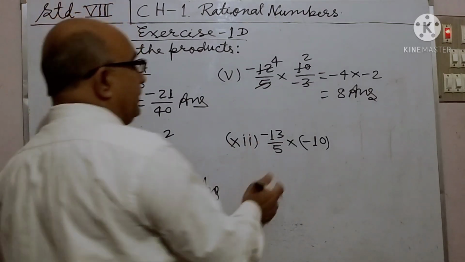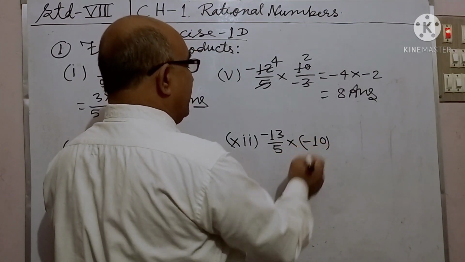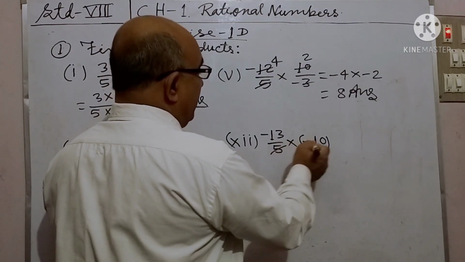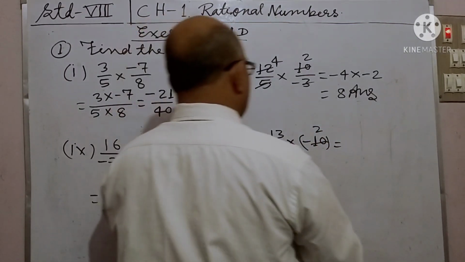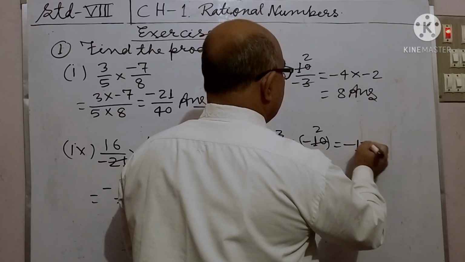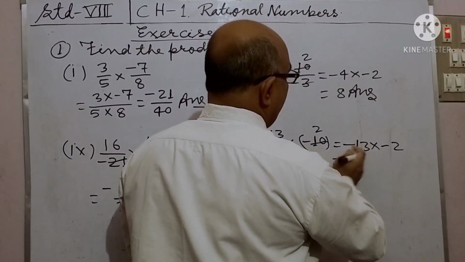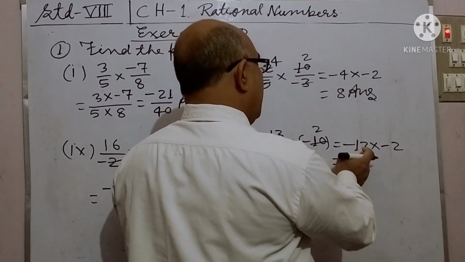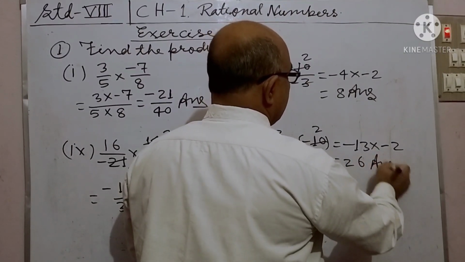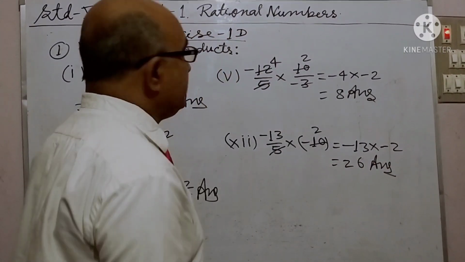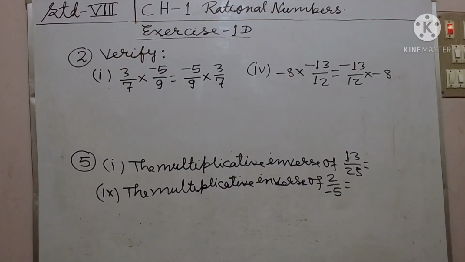And question number 12 is minus 13 by 5 into minus 10. Cancel here, 5 twos are 10, equal to minus 13 into minus 2. Minus into minus, plus. 13 twos are 26. So plus 26. Answer of this question. Students, understand and write it.